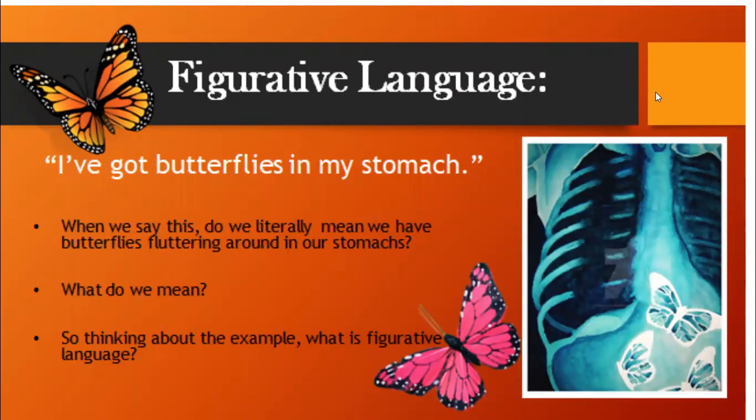So think about the phrase, I've got butterflies in my stomach. You heard that phrase before? Yes. Does it really mean like that picture on the screen? Does it really mean that there are butterflies inside your tummy? No, it doesn't really mean that, right? It's what we call figurative language. It's something that literally would mean we actually have butterflies in there and flying around, which we know isn't true. So what does that really mean? What does I've got butterflies in my stomach really mean?